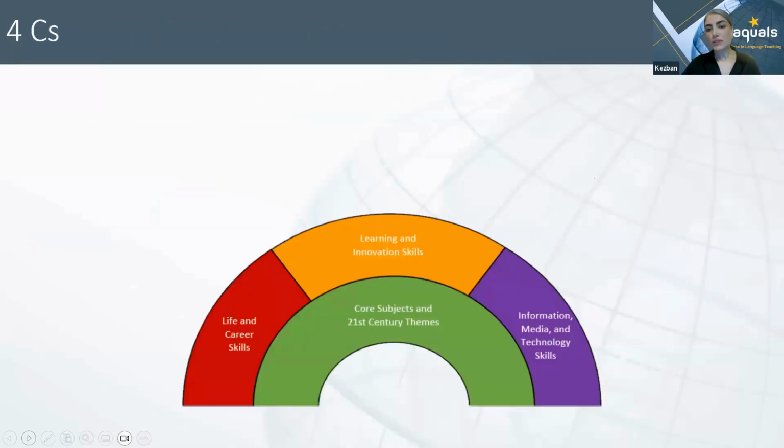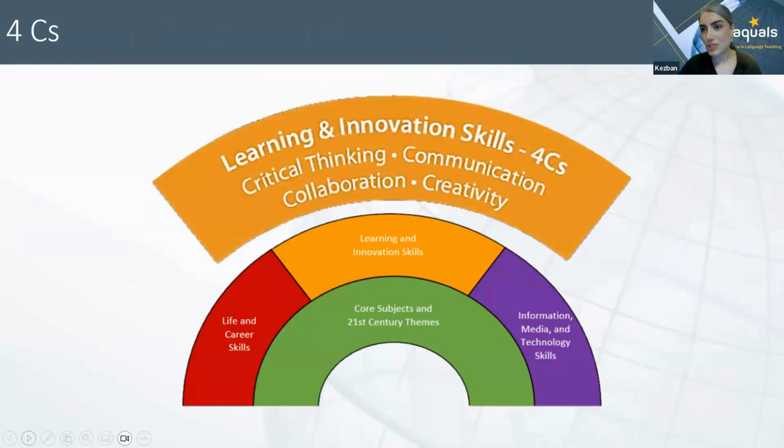When we look at this rainbow, obviously it includes many different colors, different types of skills, and different core subjects and themes. Of course, it is not possible to talk about how to develop these all in one sitting. That's why today we will be focusing on learning and innovation skills, which are also commonly known as the 4 C's: critical thinking, communication, collaboration, and creativity.